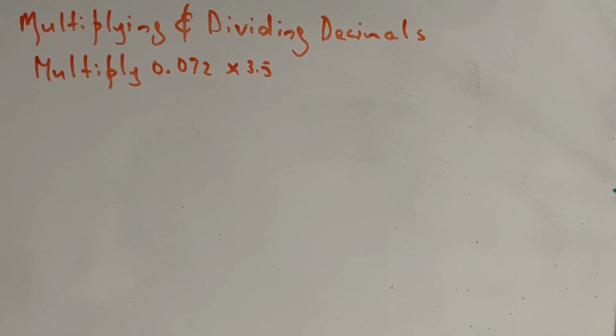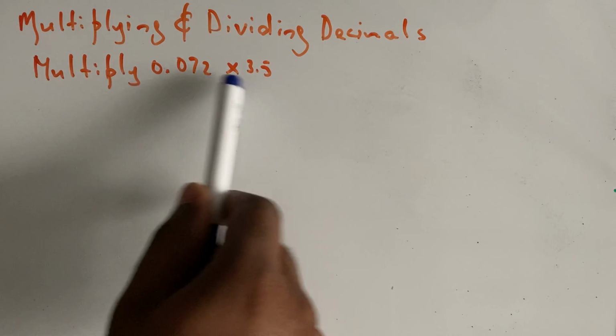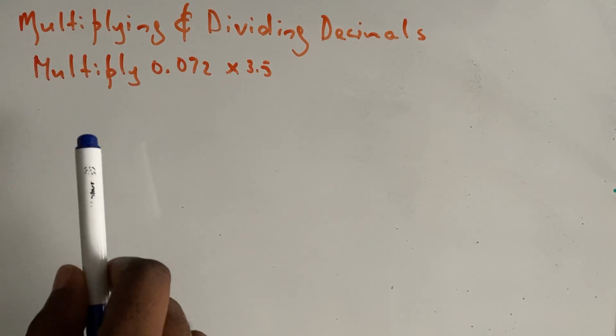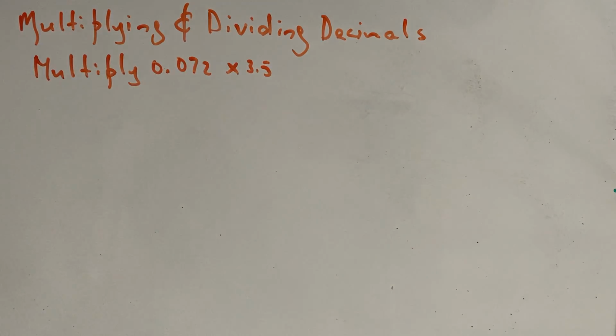One thing to know is that to multiply decimals, you just need to multiply the numbers as if they were whole numbers, so keep that in mind. The decimal point in the product is placed so that the number of decimal places in the product is the same as the sum of the number of decimal places in the factors. By factors we mean these two. So you count how many places. Let's go ahead so you can understand what I'm saying here.